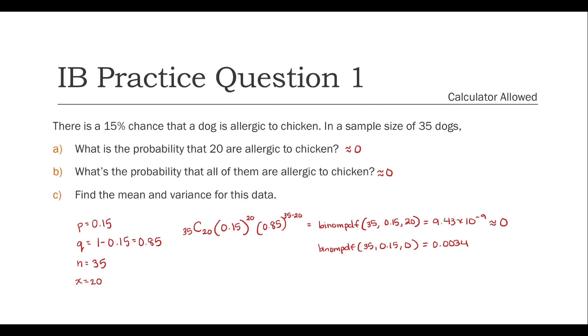So part C says find the mean and variance for this data. Our mean is equal to N times P. So there's 35 times our probability, which is 0.15. So our mean would be 5.25. So the average number of dogs, or the expected number of dogs that will be allergic to chicken in the sample size, would be 5 or 6. So mean equals 5.25 dogs.